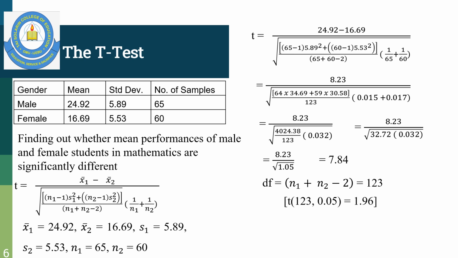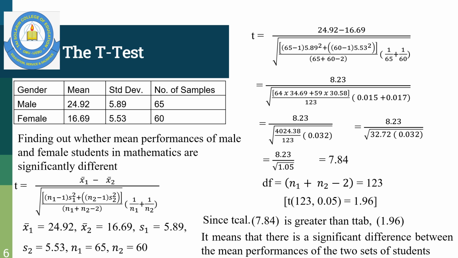So we are now going to take our decision. Since the calculated value 7.84 is greater than the table value, which is 1.96, that means there is a significant difference in the mean performance of the two sets of students.